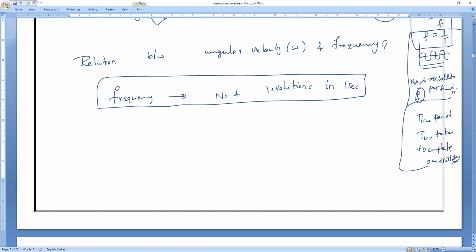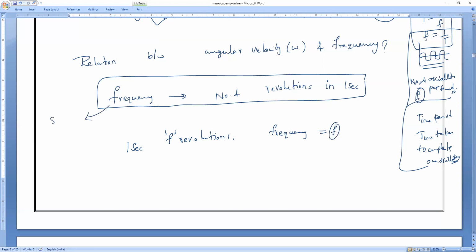So if you take, for example, for 1 second it is making F revolutions. How many revolutions is it making? If it is making F revolutions, understanding? Then what is the frequency, everybody? The frequency is equal to F. Am I right or wrong?